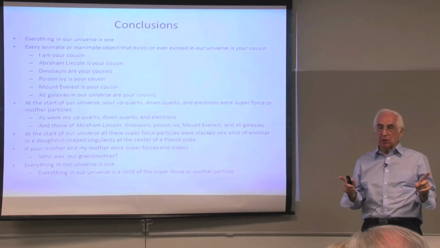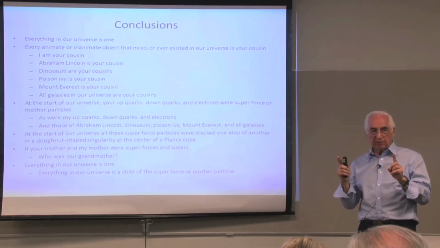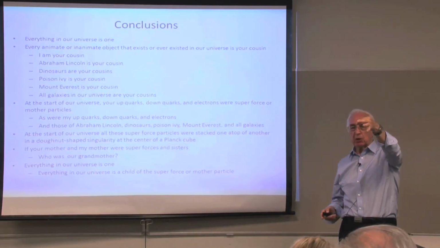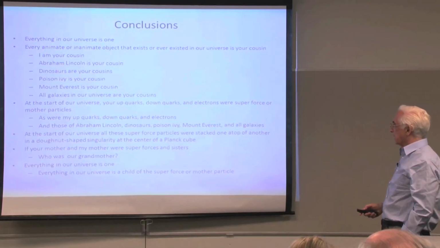At time t equals 0, at the beginning of our universe, everything in our universe was in the form of superforce or mother particles in a donut-shaped singularity or point at the center of an infinitely small Planck cube. And now I have that trick test question for you. The question is, if your mother was a superforce particle and my mother was a superforce particle and both mothers were sisters, who was our grandmother?